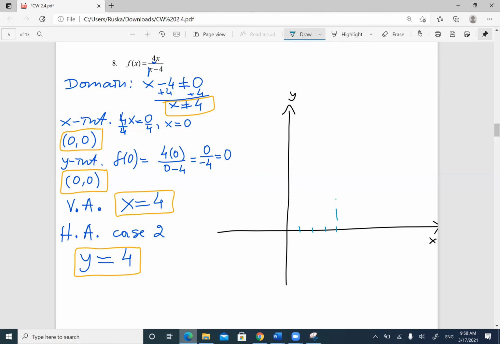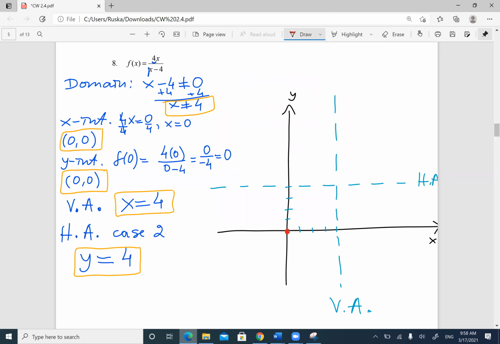So this is my vertical asymptote. The graph is going to go close to this vertical asymptote. And then I have the horizontal asymptote at y equals 4. So I have 1, 2, 3, 4. This is my horizontal asymptote. Okay, then I have a point, which is (0, 0). So the graph is going to go through (0, 0).